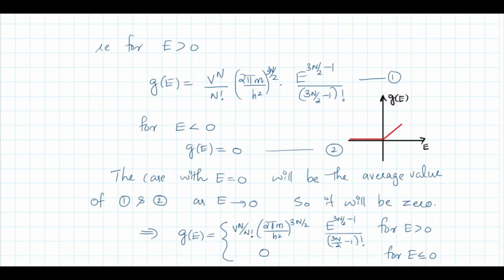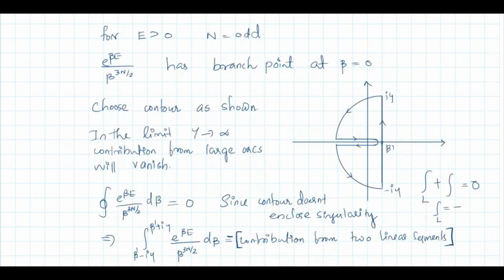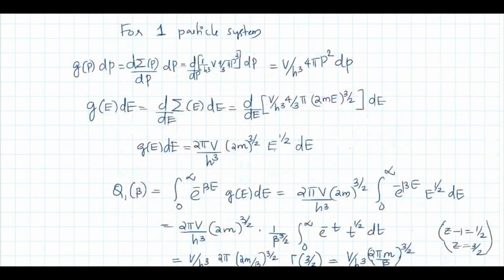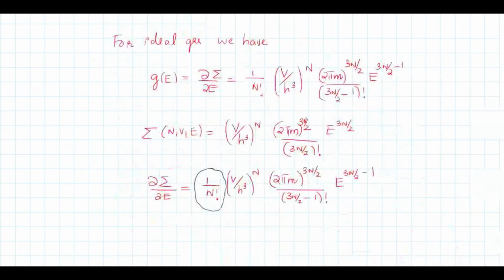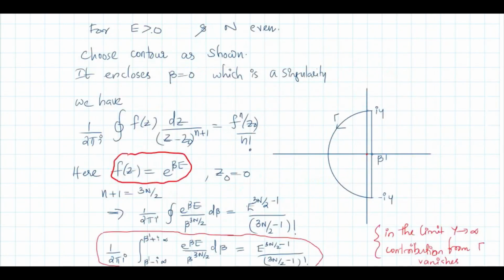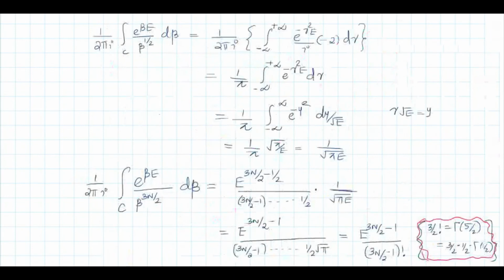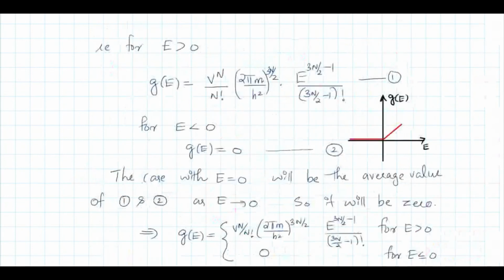Therefore, we can say that for energy e less than or equal to 0, density of states is 0. For e greater than 0, density of states is this. This expression is exactly the same as we obtained earlier for the case of ideal gas. This is the expression that we obtained here, but now we derived it from the partition function. So this is the way in which we can find the density of states once the partition function is given.